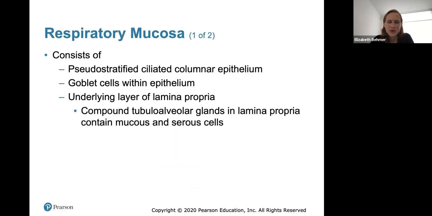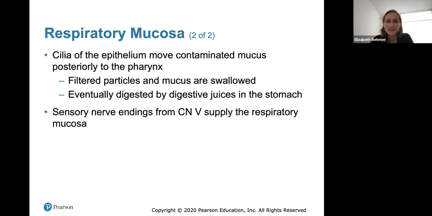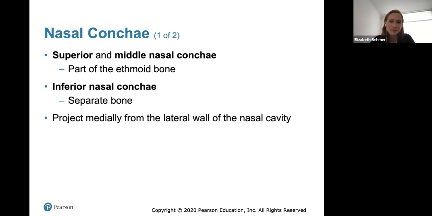The respiratory mucosa consists of pseudostratified ciliated columnar epithelium. There's goblet cells. There's an underlying layer of lamina propria that contains mucus and serous cells. There's cilia of the epithelium that moves anything contaminated in the mucus posteriorly to the pharynx. The filtered particles and mucus will be swallowed and are eventually digested by the digestive juices in the stomach. And you have sensory nerve endings from cranial nerve number 5 that supply the respiratory mucosa.